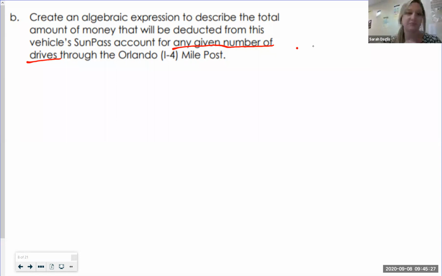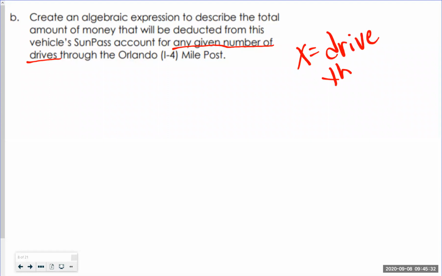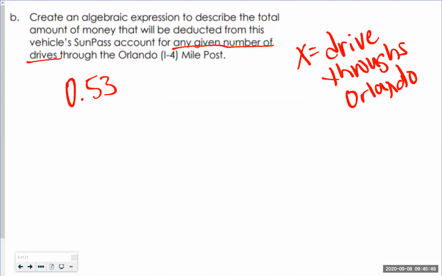Let's say X. So X is going to be the amount of drive-throughs through Orlando. Okay. So I know it's going to cost me 53 cents each time, but I don't know how many times. So the expression is going to be 0.53x. Okay. So with these problems, it's a two-parter. You have to define your variable and then you can use it in your expression.